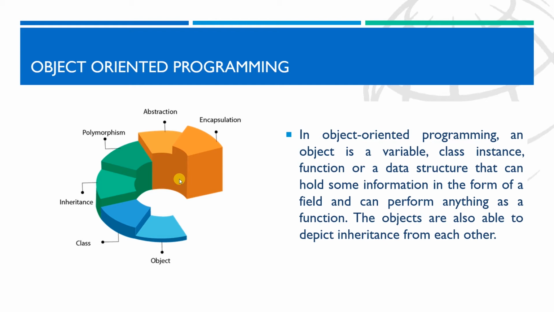that can hold some information in the form of a field and can perform anything as a function. The objects are also able to depict inheritance from each other. Currently, the object-oriented programming paradigm is the most popular among programmers and focuses on trying to simulate or model the objects of everyday life. To understand it better, we will analyze various concepts. And we have a picture with some of them.